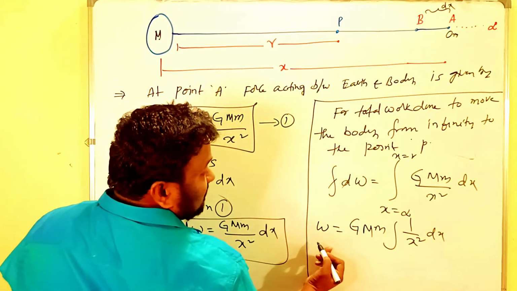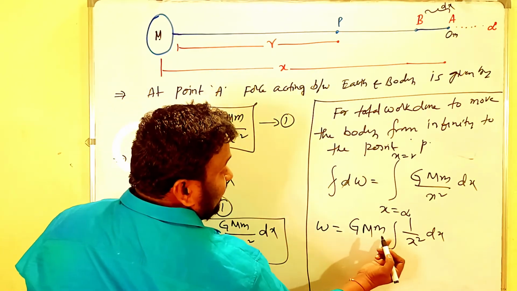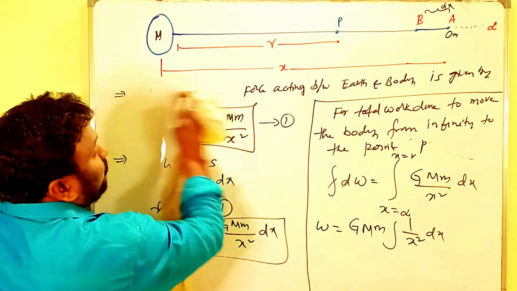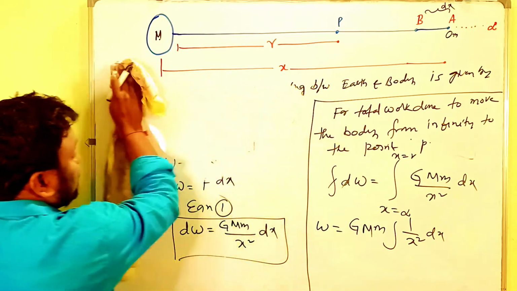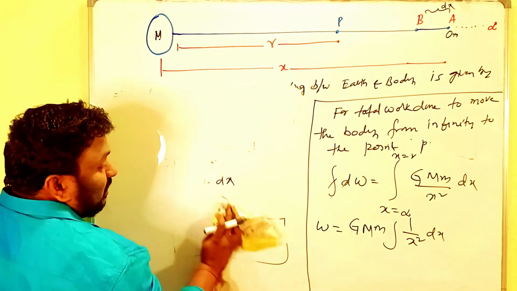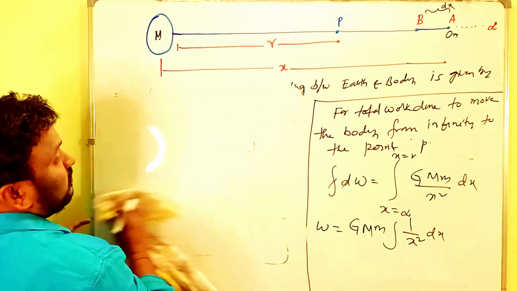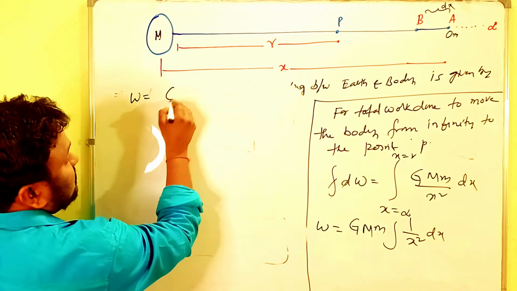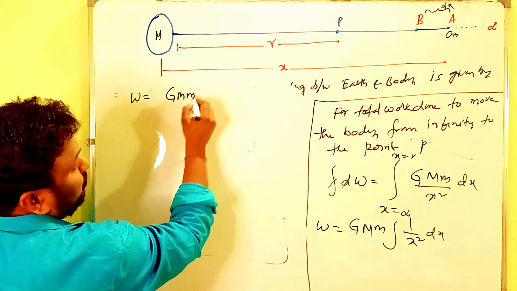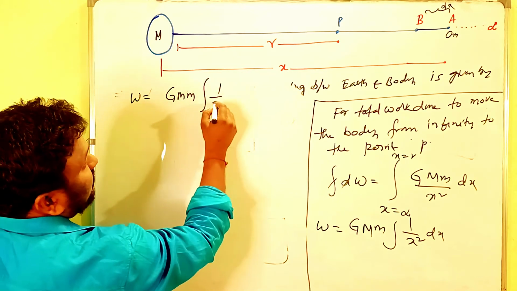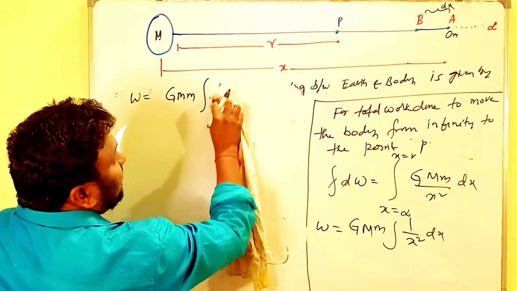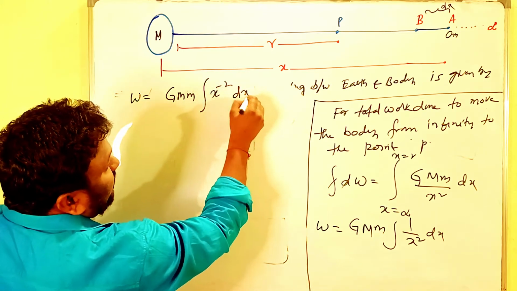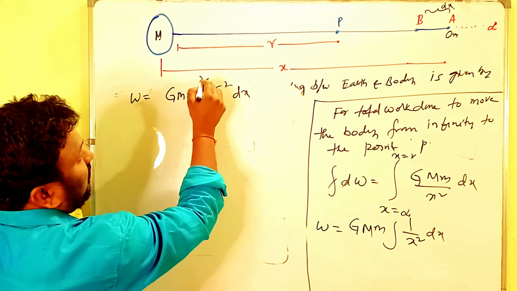That's why here what do we write? W is equal to G M times the integration of 1 by x squared dx. So for that we have to do the integration. Children, I think you have an idea about the formula in integration. The equation should be written as W is equal to G M into the integral of 1 by x squared dx. 1 by x squared dx can be written as x to the power of minus 2 dx. Limits are infinity to r.